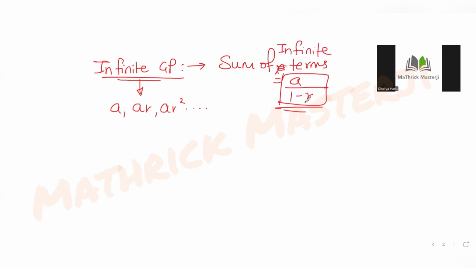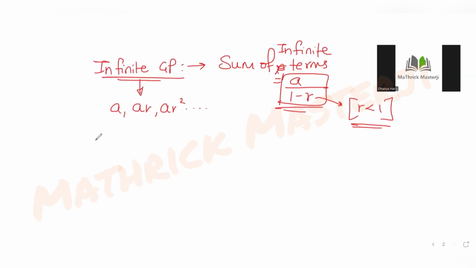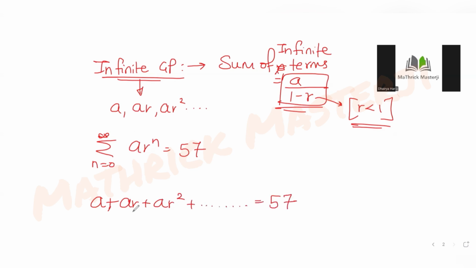So that is given by a over 1 minus r, and we also know that the absolute value of r is always less than 1. The common ratio which you multiply with the previous term to get the next term will always be less than 1. Now, the given condition says the summation of n equals 0 to infinity of a r raised to n is equal to 57. If I substitute n as 0 first, I get r raised to 0, which is 1. So a plus ar plus ar square, and so on till infinite terms, the sum of that is 57.